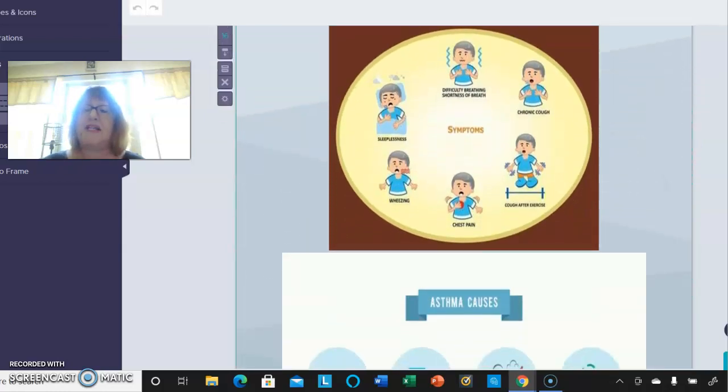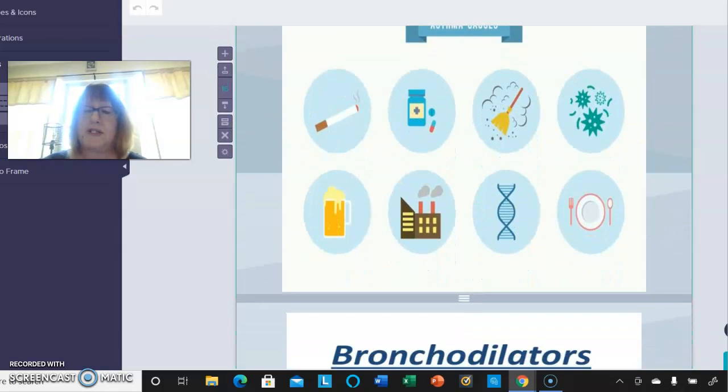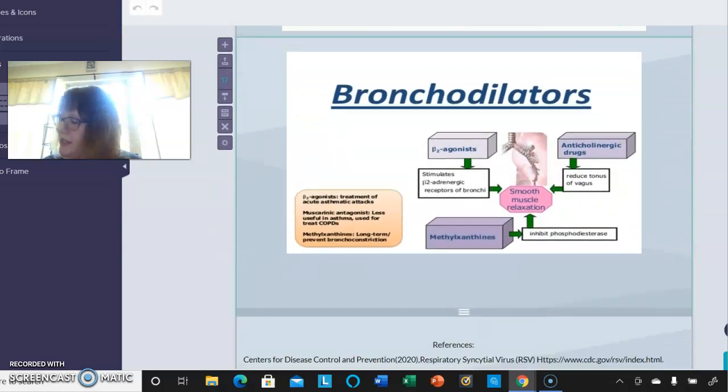Some symptoms of asthma are difficulty breathing or shortness of breath, a hard time sleeping, especially lying down, wheezing, chest pain, and coughing after exercise, or it can actually be triggered by exercise also. And these are just some more causes: smoking, especially smoking when you're pregnant, which can affect the children, pollution, and dust.